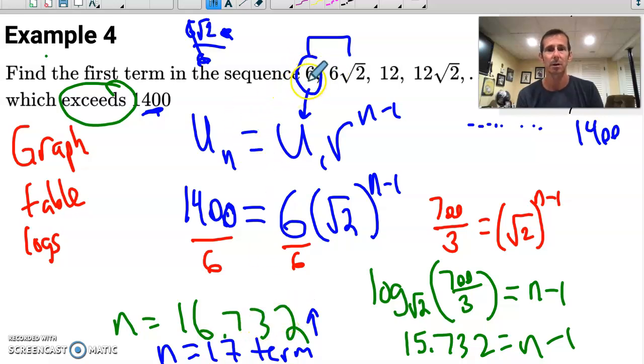But remember, these are first term, second term, third term, so the integer values for the terms. I have to bump it up to the next greatest integer, which is the 17th term.